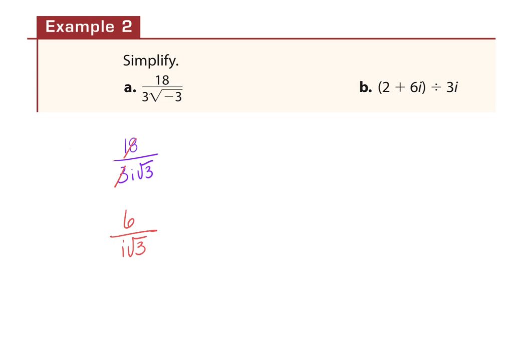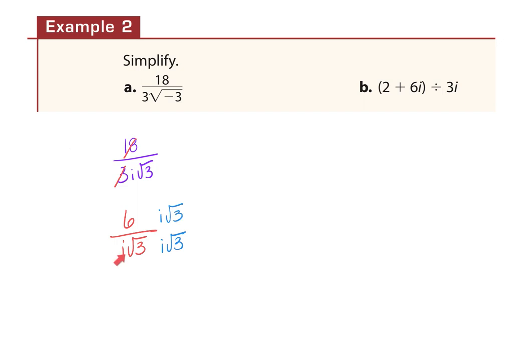And so when I do this, I actually am going to multiply the top and the bottom by i square root of 3, because I really don't want an i in the denominator either. Typically, your i's are only in the numerator. They're not in the denominator position. So we want to get the radical and the i out of there. So we're going to multiply the top and the bottom by i square root of 3.